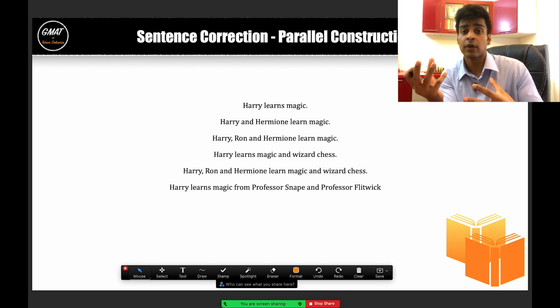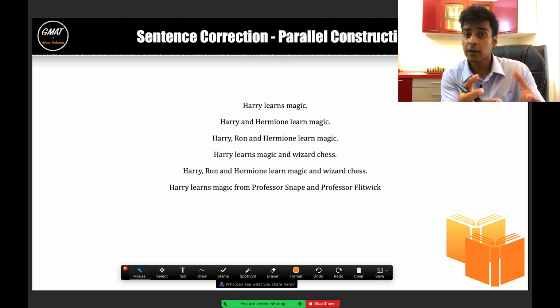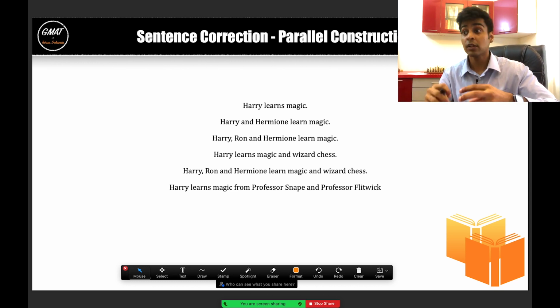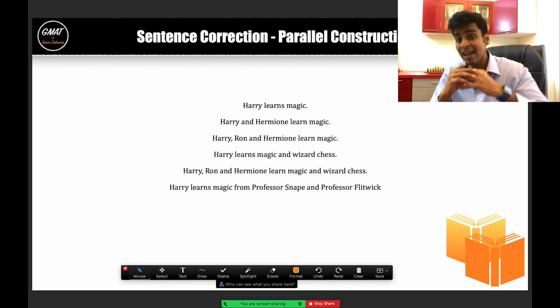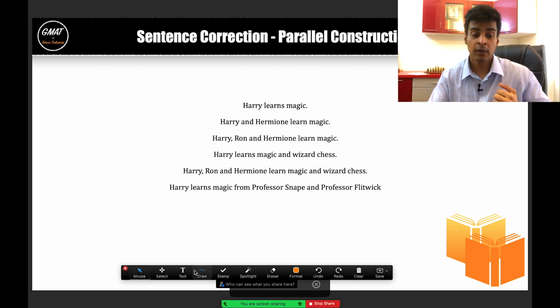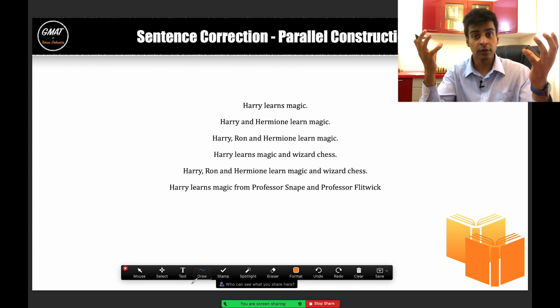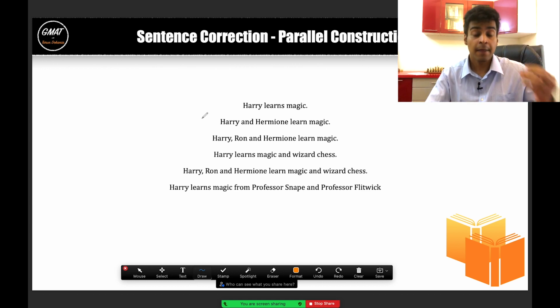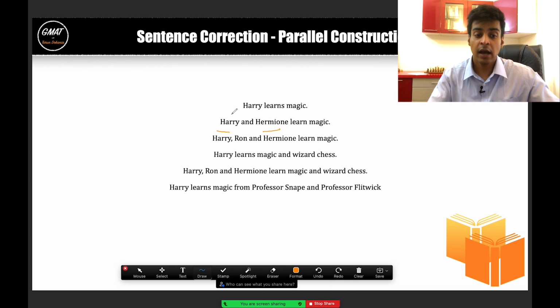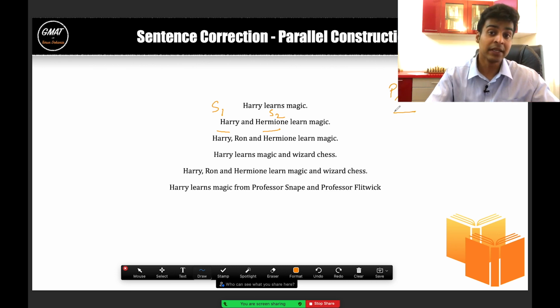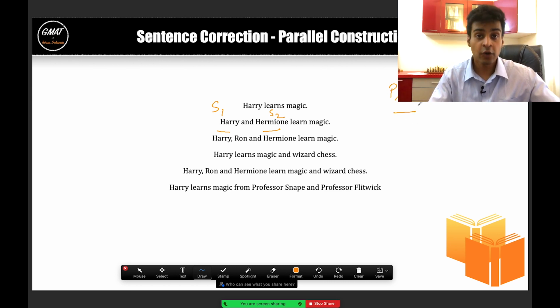Like, Harry's not the only one who learns magic. Hermione also learns magic. So if I want to bring in more than one subject, more than one verb, more than one object, more than one modifier, more than one of anything, I bring in parallel construction. That's the purpose of PC. So now I have two ways to elongate a sentence, right? One, I can add modifiers, and one, I can add parallel construction, depending on what I need to do. And that's the purpose. Harry and Hermione, I have two subjects, I have to use parallel construction. Now, how you apply parallel construction, I'll talk about in a completely separate video because that's a core concept.